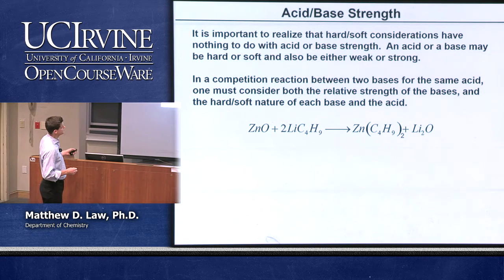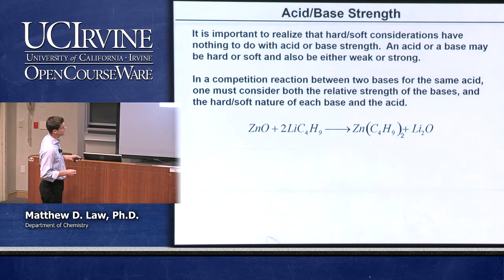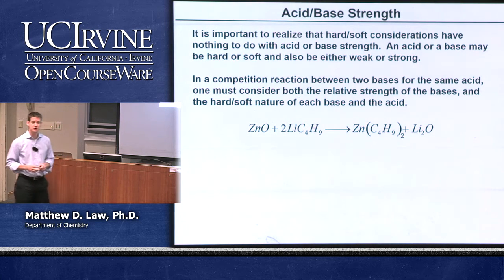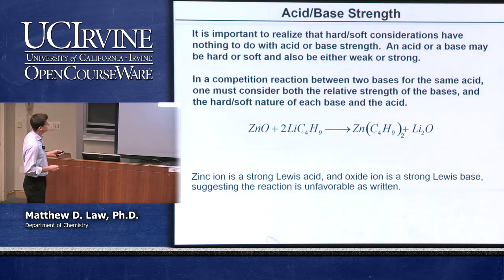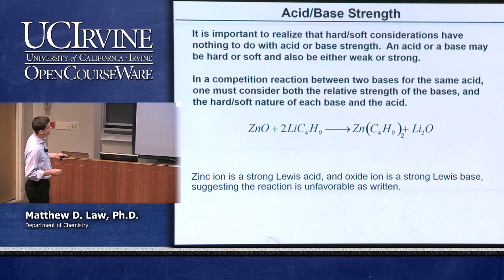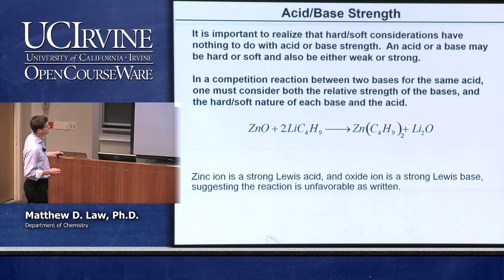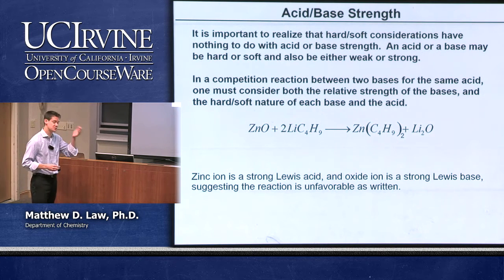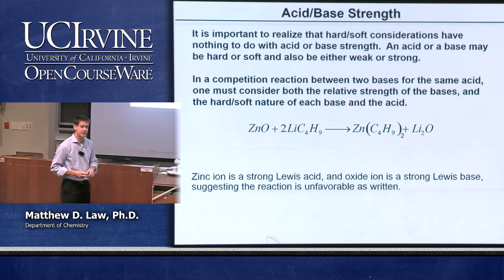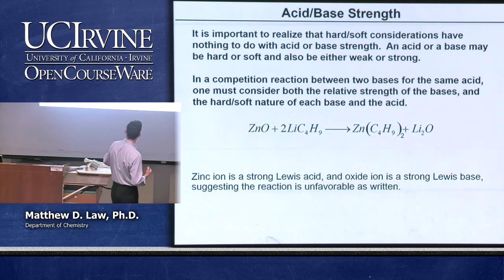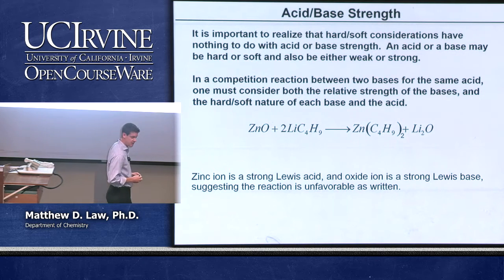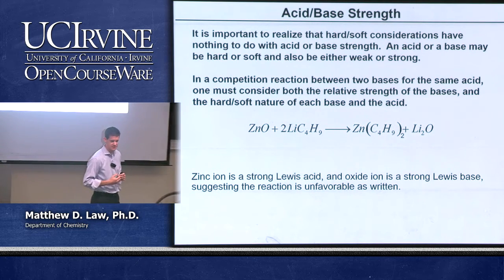So if we go back to that reaction that we looked at before, zinc oxide and N-butyl lithium giving us N-butyl zinc and lithium oxide. If you look just from a strength perspective, hard and strong acids and bases, you might consider that the equilibrium should not lie on the right-hand side of the equation, but rather on the left. One reason you might think that is because zinc is a strong Lewis acid, and oxide ion is a strong Lewis base. So just considering strength, you would imagine that this is quite a stable compound, and the equilibrium should lie on the left-hand side.